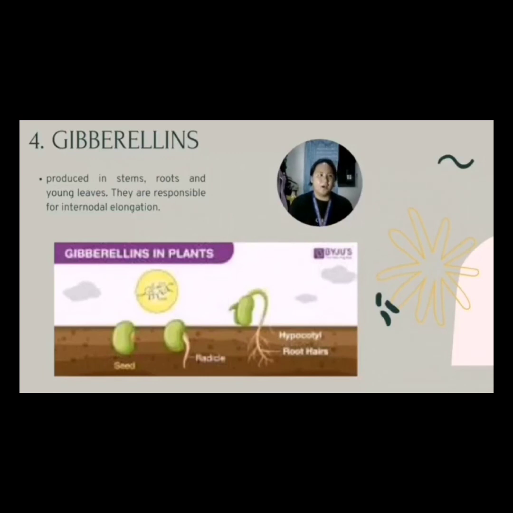Gibberellins are plant growth regulators that facilitate cell elongation. It helps the plant to grow taller. They also play major roles in germination, elongation of the stem, fruit ripening, and flowering. This hormone is produced in stems, roots, and young leaves. They are responsible for the internodal elongation.